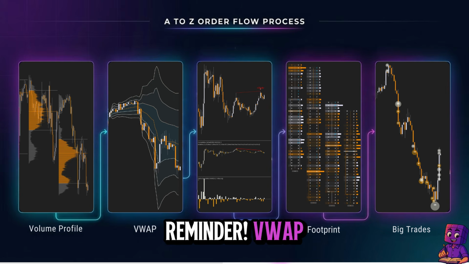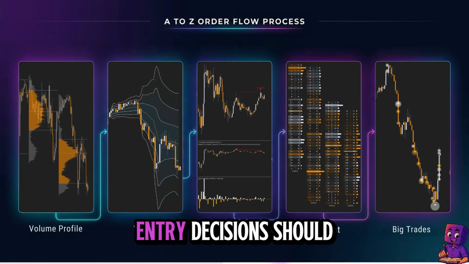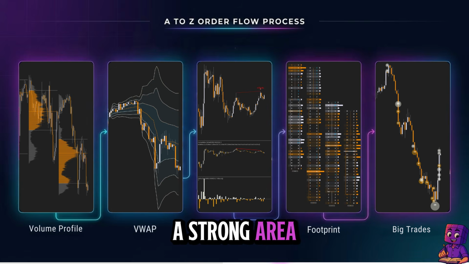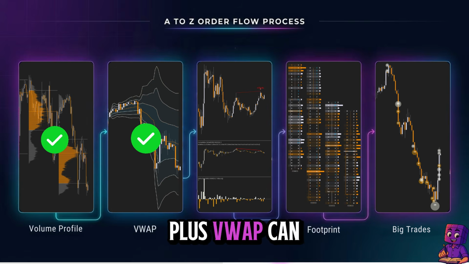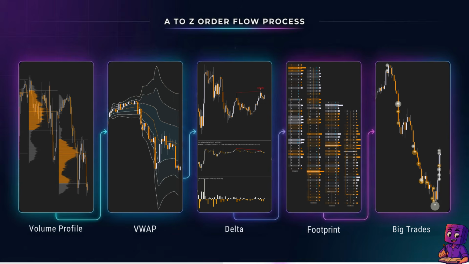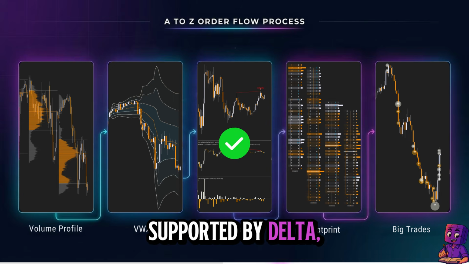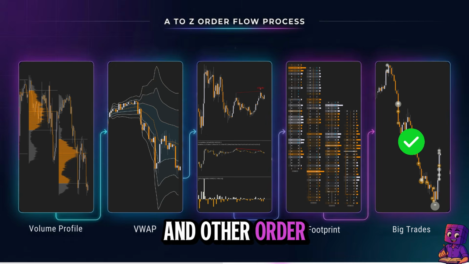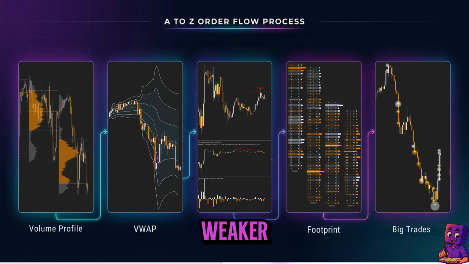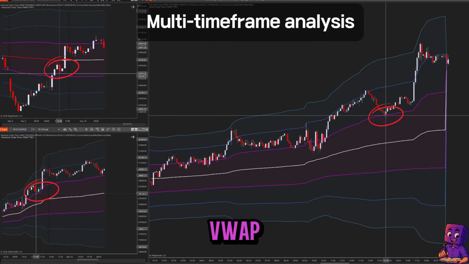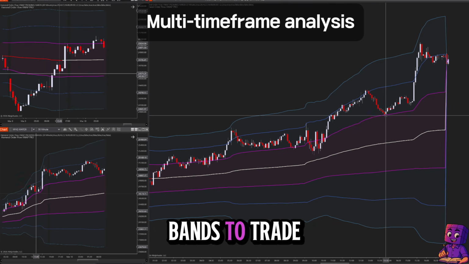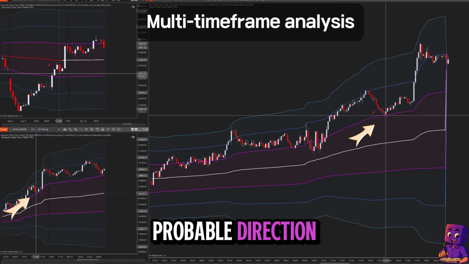Reminder: VWAP is just a tool. Entry decisions should be taken in a strong area, and volume profile plus VWAP can help you define it. Also, the entry decision should be supported by delta, footprint, and other order flow tools that show sellers becoming weaker and buyers stepping back into the market. This is one way to use multi-timeframe VWAP and standard deviation bands to trade in the most probable direction.